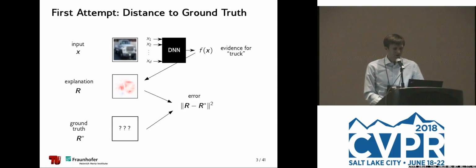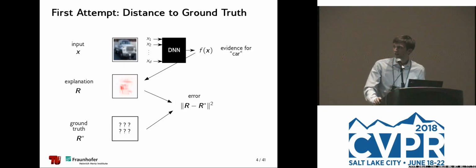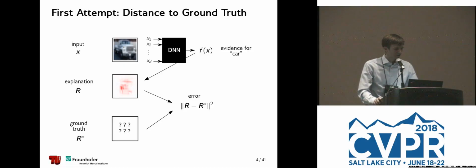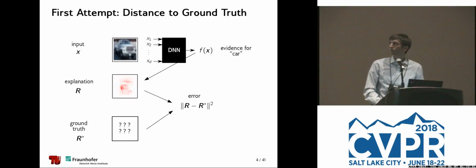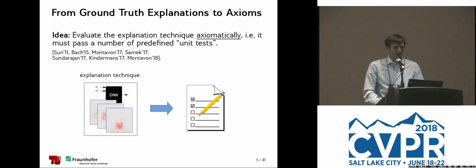But now, typically, a deep neural network will not only find evidence for one class, it might also find evidence for another class. And here you have, for example, some evidence for the class car. And then we are really having a hard time trying to find why the neural network predicts this as a car. So ground truths are difficult to obtain because we need to guess what the deep neural network does in the first place. So in practice, people have recognized this problem, and there is a need to go from comparing with ground truths to trying to define explanation axiomatically.